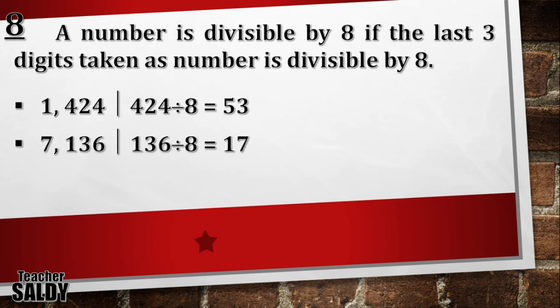Next, 7,136. You can divide 136 by 8. So, your quotient is 17. Okay? So, si 7 dyan, si 7,000, kahit gawin mo 8,000 yan, pwede siyang hatiin by 8. Kasi, ang hinahanap lang natin, the ones digit, the tens digit, as well as the hundreds digit.